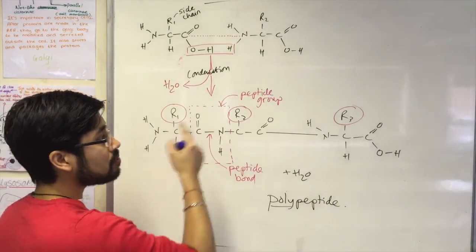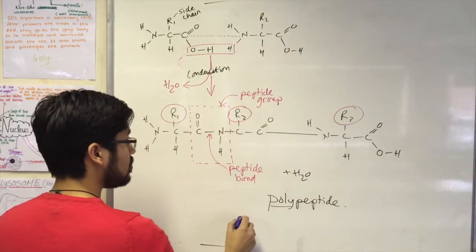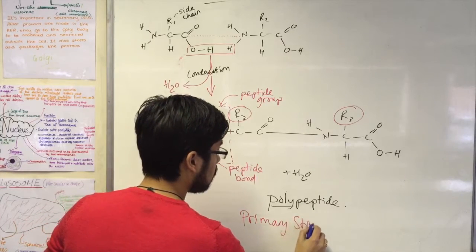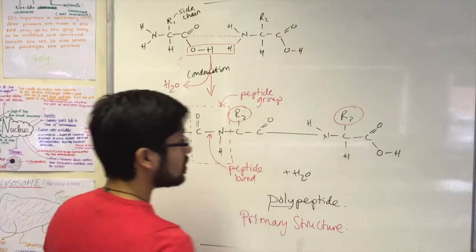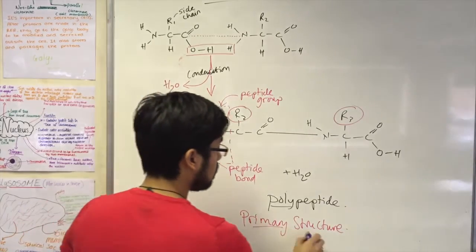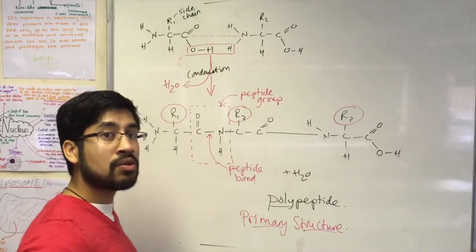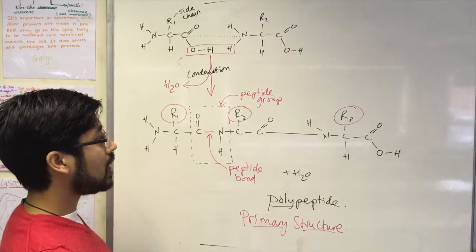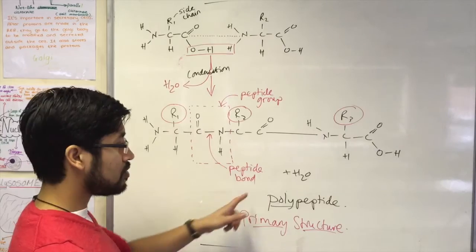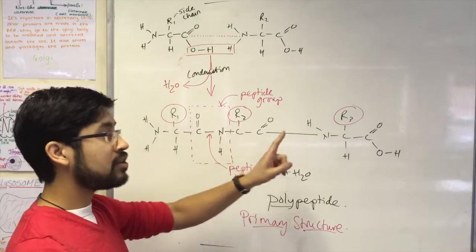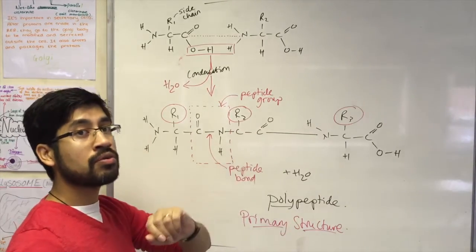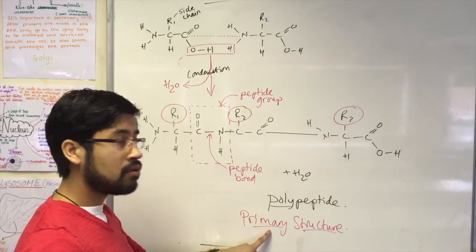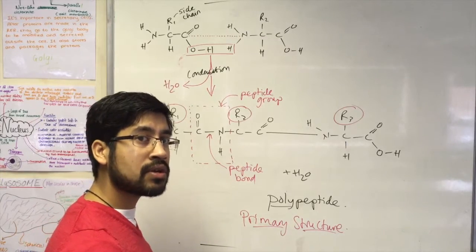So which amino acids are joined together, that is called primary structure. And this is very important in the determination of the overall shape, but we'll come to that later. All we need to appreciate right now is that we join many amino acids together, it's called a polypeptide, but which amino acids we join together and the sequence of those amino acids, that's called primary structure. Right, we'll come back and discuss secondary structure.